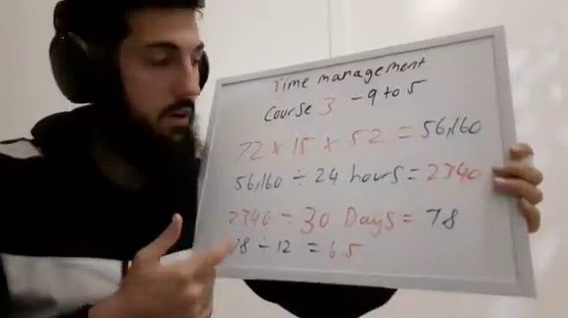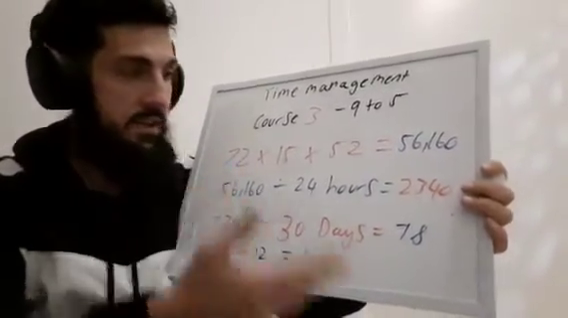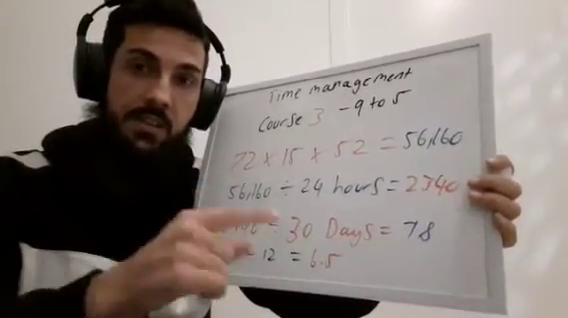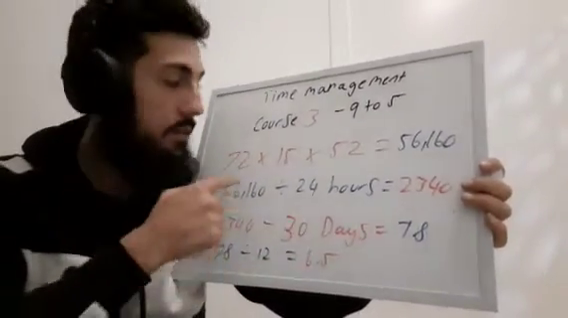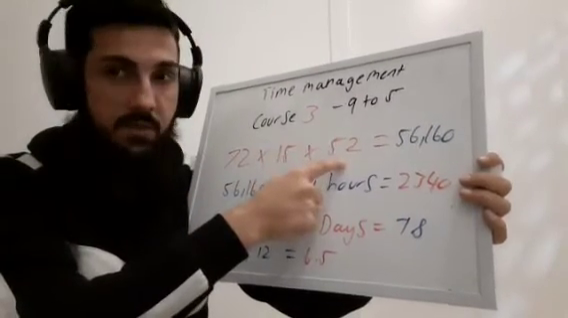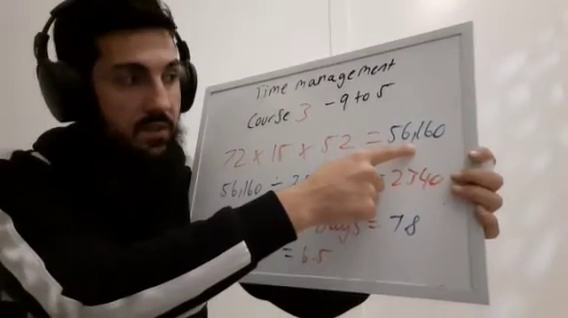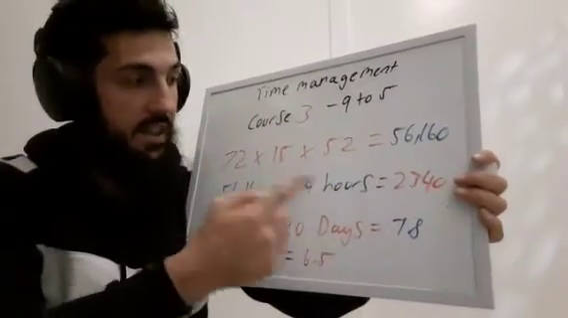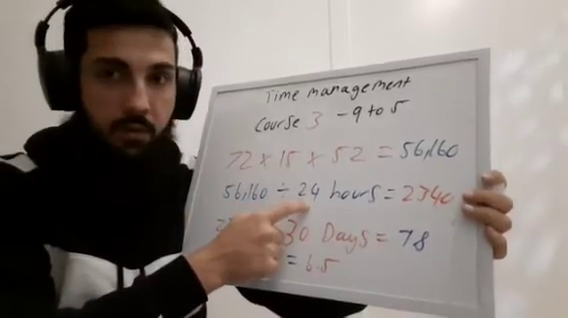I have course 3 over here, guys. No matter what, you understand that here is a different calculation on how to get 6.5 and how to get 17.3. We're going to start with 6.5 now. We have 72 years times 15 hours times 52 weeks, which gives us this number over here, 56,160 hours. Now we're going to take that number and divide it by 24 hours.